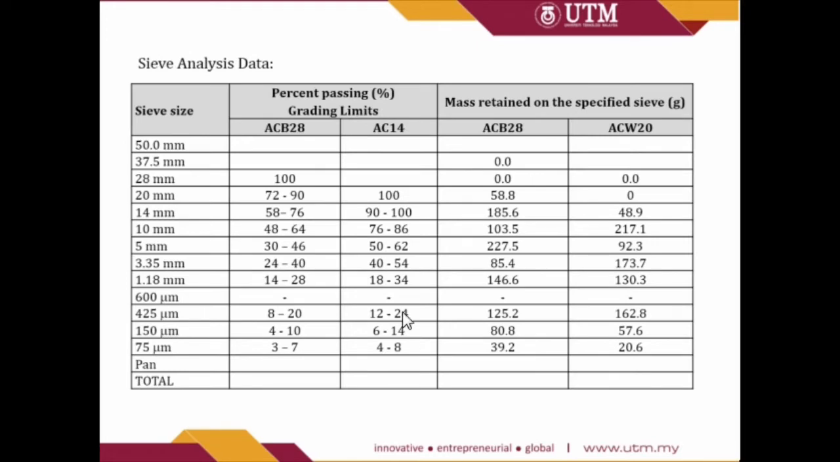Okay, this is the result of sieve analysis after the extraction process. The aggregate is recovered with no bitumen coated. The aggregate then is sieved to determine the size distribution and compared with the standard. The result of sieve analysis will be compared with the standard according to the Public Works Department as shown in the table for both AC28 and AC14.